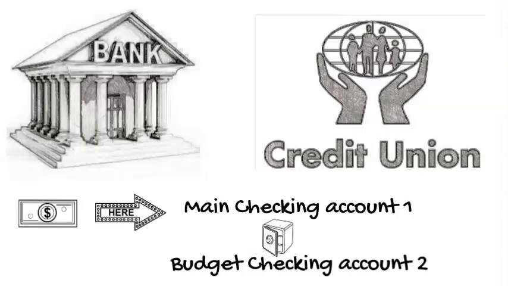On the first of every month, you'll transfer your budget from your main account to your second checking account, your budget account. So at the first of every month, your budget will now be that second checking account, which you'll use for your everyday expenses.